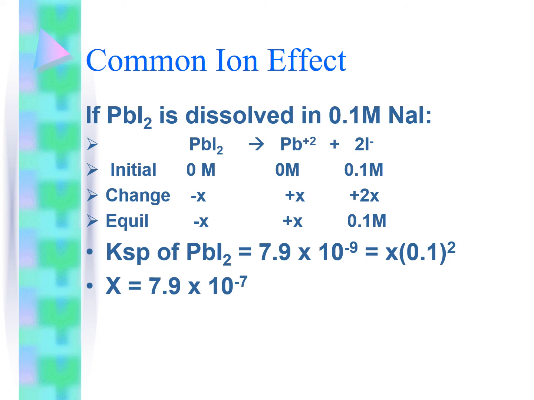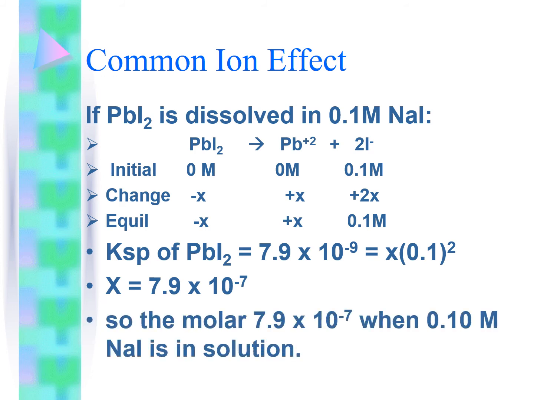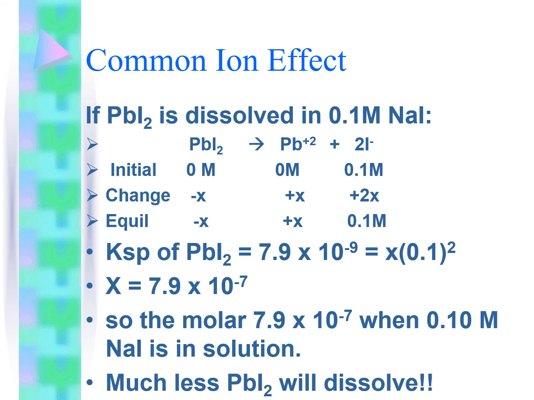That's the actual concentration of lead ions that will be in your solution now, which means we only dissolved 7.9 times 10 to the negative 7 moles in every liter of the solution now that we had a common ion present because we had iodide from the sodium. So our molar solubility is only 7.9 times 10 to the negative 7. Much, much less than we had originally.